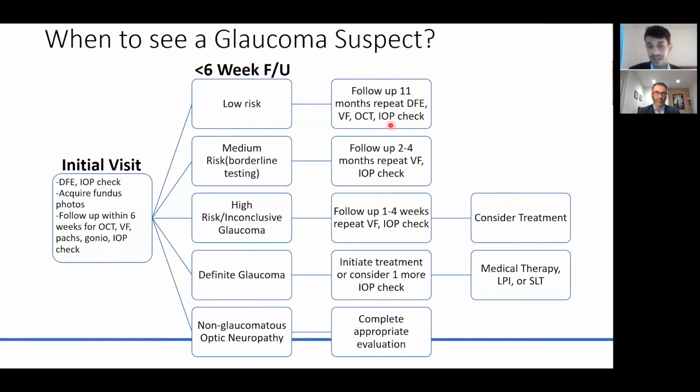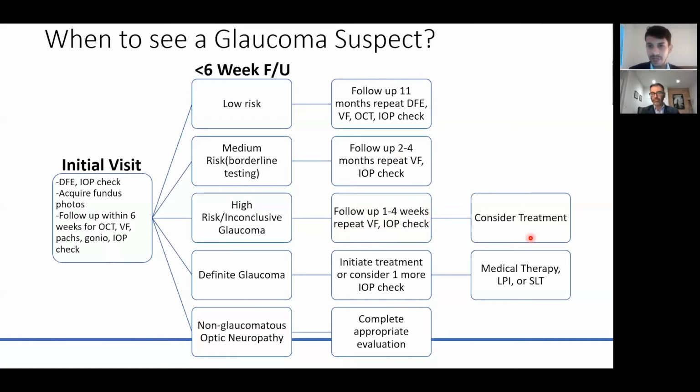Sometimes I'll see them back in about 11 months, and that'll be their regular yearly checkup, and I'll repeat the testing. For the medium risk patients, I'll see them back maybe 2 to 4 months. I'll repeat the visual field, get another IOP check. The high risk patients, maybe about 1 to 4 weeks, again, repeat the visual field and get another IOP check. At this point, I might start considering treatment.